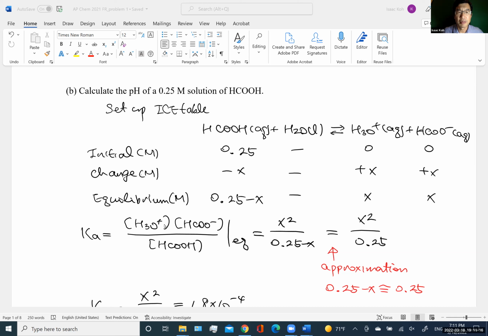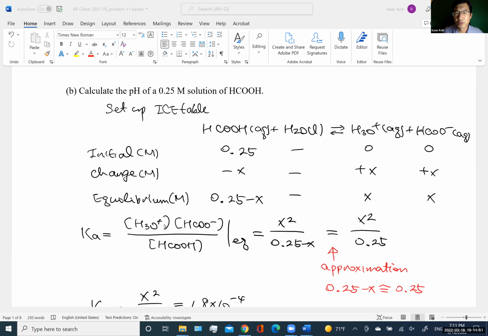Let's write the equation. Methanoic acid and water dissociate to generate hydronium ion and methanoate ion. Initially, we are given 0.25 molarity. Here, all the values are molarity. 0.25 molarity is given. And the amount of water is large. This is the solvent, so we have a much larger amount than the solute, and we are not considering the amount of water. So we don't need to consider the amount of water.